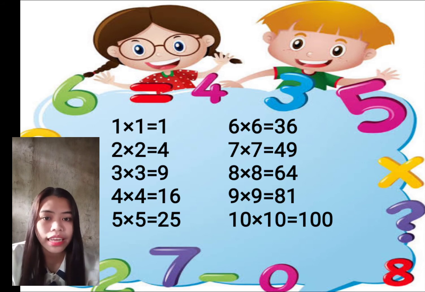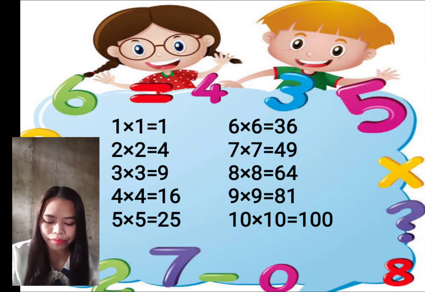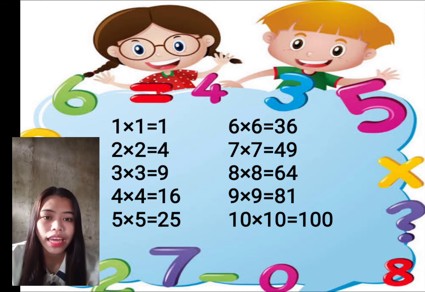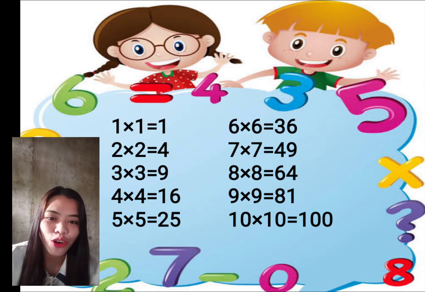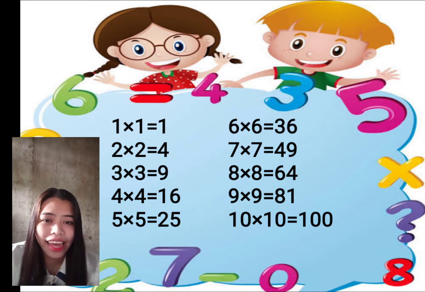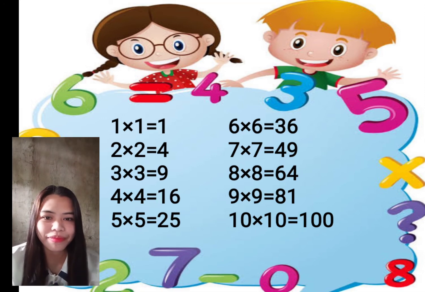4 times 4 equals 16. 5 times 5 equals 25. 6 times 6 equals 36. 7 times 7 is equals to 49. 8 times 8 is equals to 64. 9 times 9 is equals to 81. 10 times 10 is equals to 100.